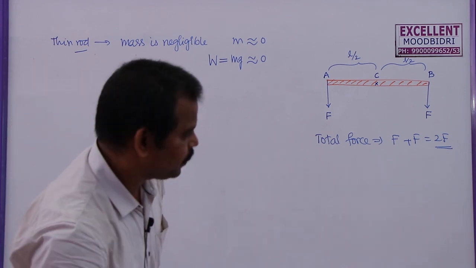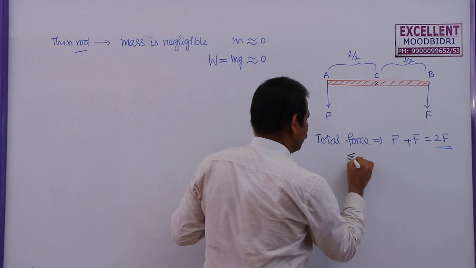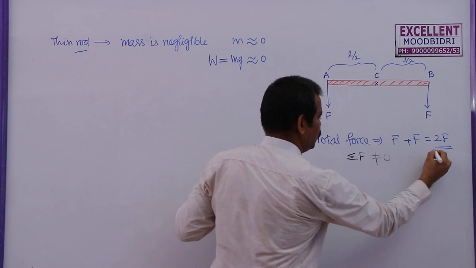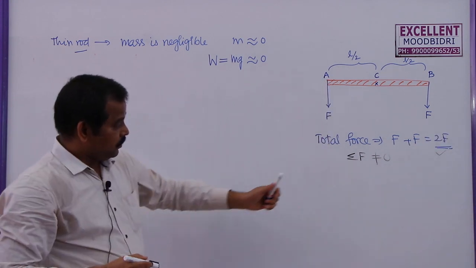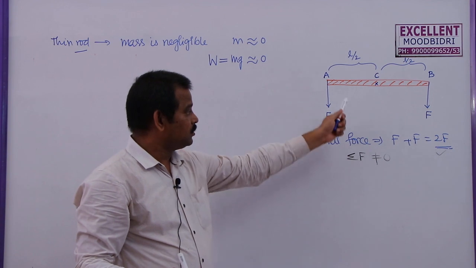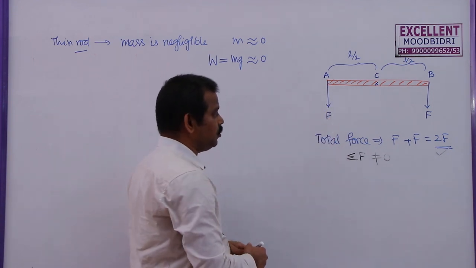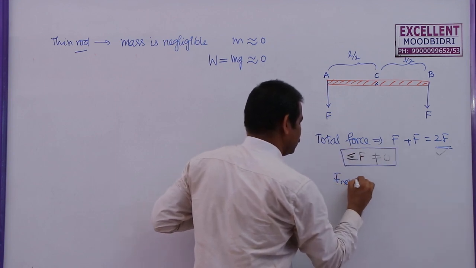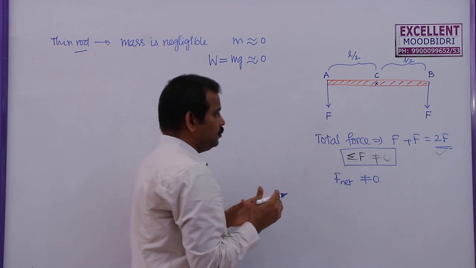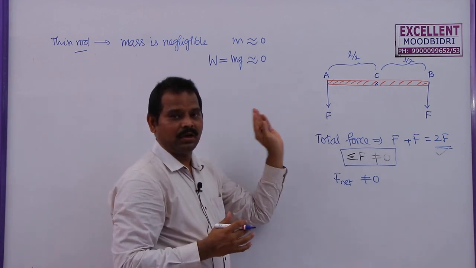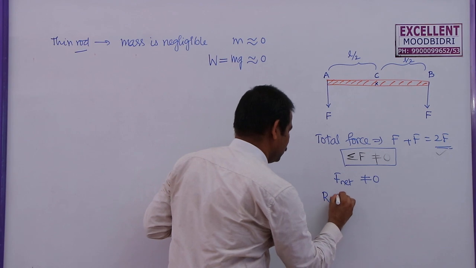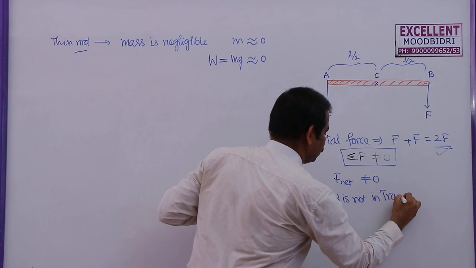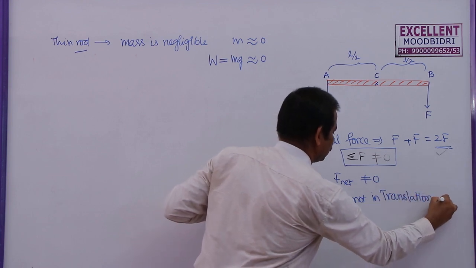So we can say that the net force acting on this body, sigma F, is not equal to 0. This is the 2F. If the net force or vector sum of all the forces acting on a body is 0, then the body is said to be in translatory equilibrium. Here, as net force is not equal to 0, we can say that the rod is not in translational equilibrium.